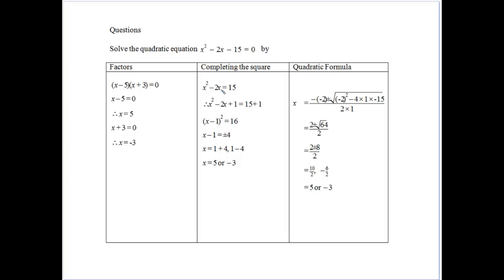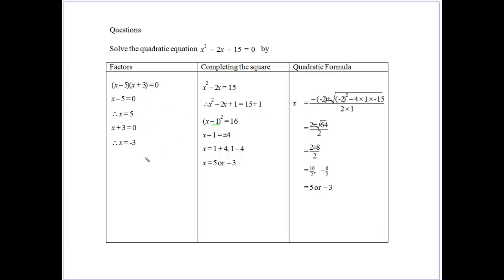And if we remember our completing the square, we'll take our 15 across to the right hand side. We're going to complete the square, so half of minus 2 gives us minus 1, and minus 1 all squared gives us the positive 1. We add 1 on both sides, and so we get 16 on that side. The square root of 16 is plus or minus 4. Add 1 on both sides, so we get 1 plus 4 and 1 minus 4, which gives us our 5 or minus 3. So there's our three methods, and we can solve equations using any of those three.